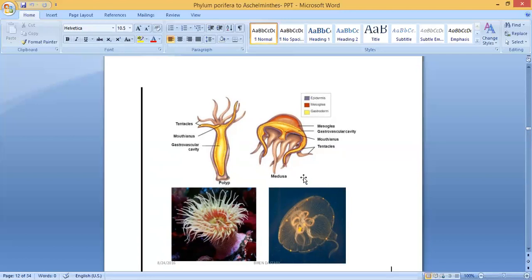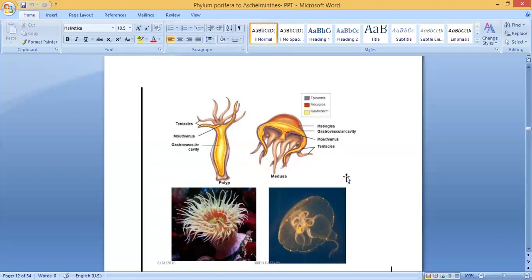But medusa means they are a free swimming form, and what is the shape? You can tell it is umbrella shape. Here you can see this is a polyp. Okay, it is a sea anemone. Clear, it's a sedentary, attached form. This is medusa. Medusa is free living, free swimming, for example jellyfish. What is the shape?